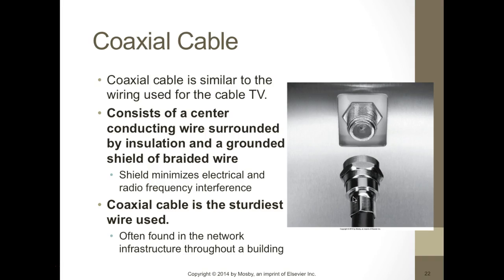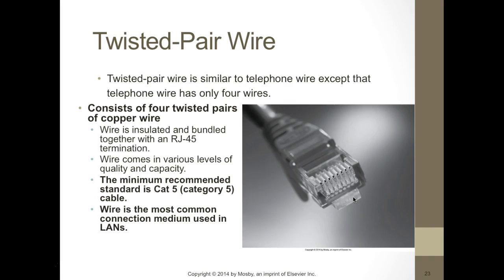So when we talk about the coaxial cable, I'm sure a lot of you remember this from years ago, where we used to have to take the TV and actually screw it into the wall. We still have that currently. It consists of a center conducting wire surrounded by insulation and a grounded shield of braided wire, so it shields and minimizes electrical and radio frequency interference. The coaxial cable is the sturdiest wire used, often found in the network infrastructure throughout the building. So you'll see that all over.